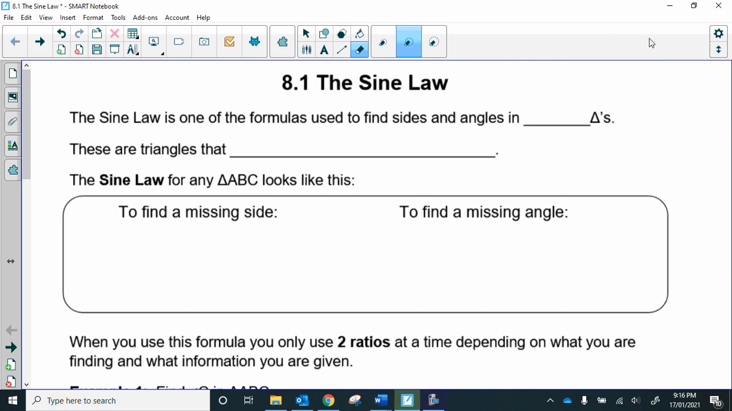Hey, this is lesson 8.1, the sine law. Today we're going to be looking at solving for sides and angles in triangles that are not right triangles, so triangles that do not have a 90-degree angle in them. The sine law is the first one we're going to look at.